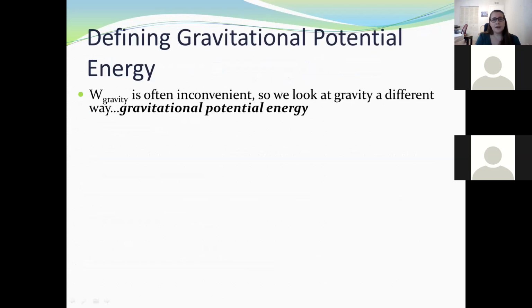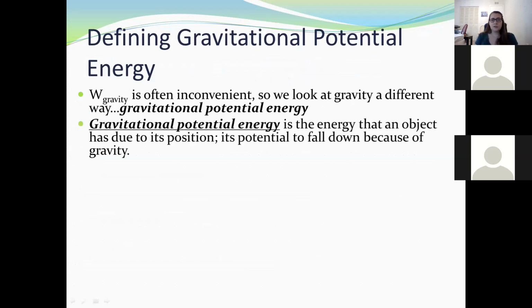So if we want to define gravitational potential energy, it's often really inconvenient to just talk about the work done by gravity. So we tend to look at gravity a different way, and that's using gravitational potential energy. Gravitational potential energy is the energy that an object has due to its position. Remember, kinetic energy is the energy something has due to its motion. Kinetic means motion. So gravitational potential energy is the potential of an object to fall down because of gravity.